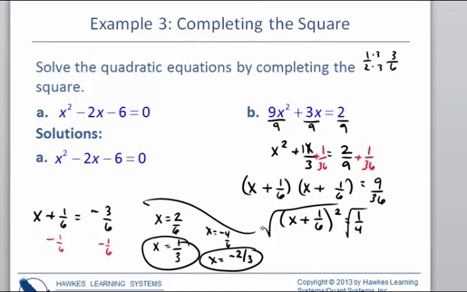So you can see that in terms of the difficulty, when we get with the fractions, it becomes much more complicated and involved to work out a completing the square problem. You do have to be careful because it gets a little tedious there.